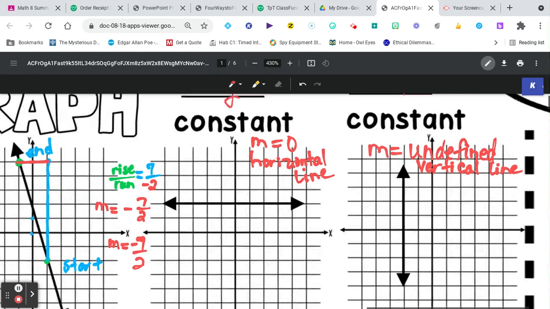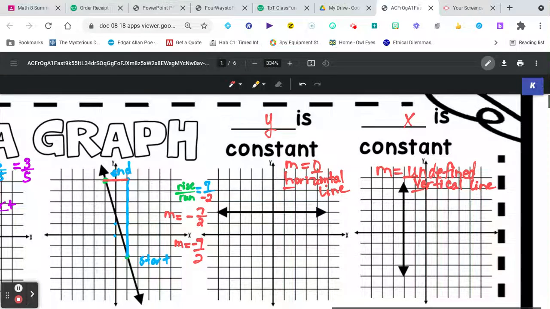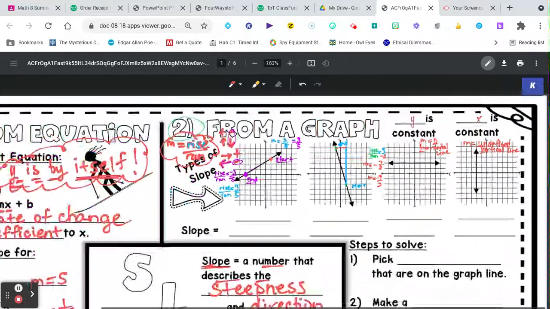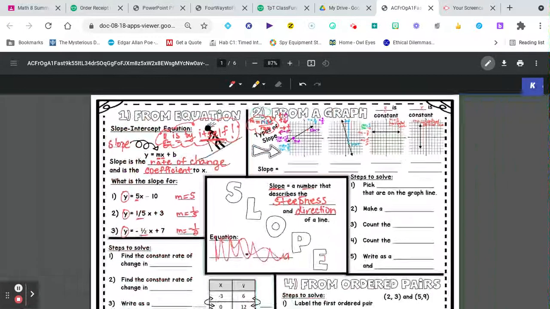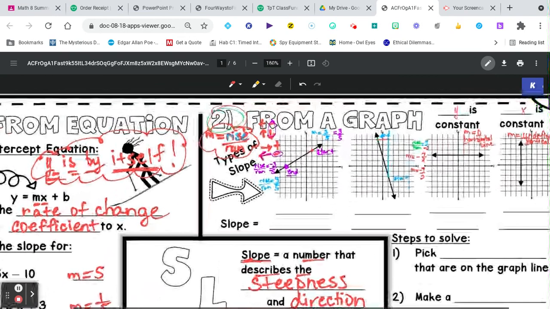So you're going to have to try to remember that, okay? Horizontal line, slope is 0. Vertical line, the slope is undefined. All right. So now we know how to find the slope from an equation. We know how to find the slope from a graph. You're going to use rise over run. And I guess I should go back and put the slope here.